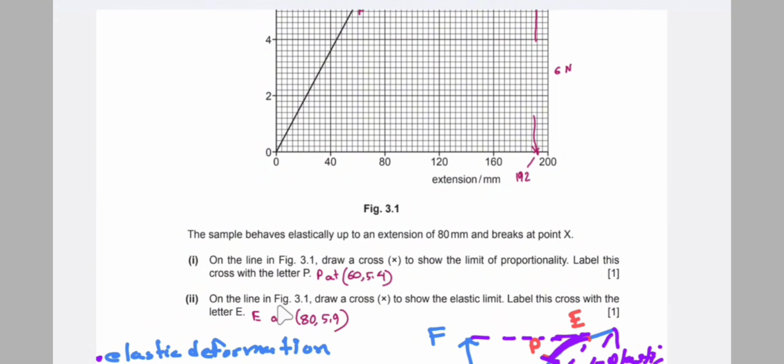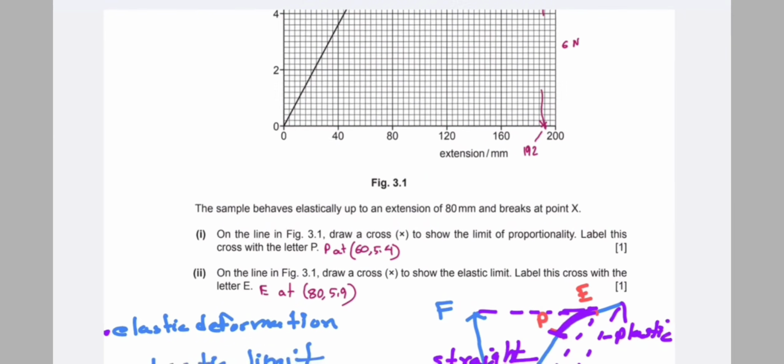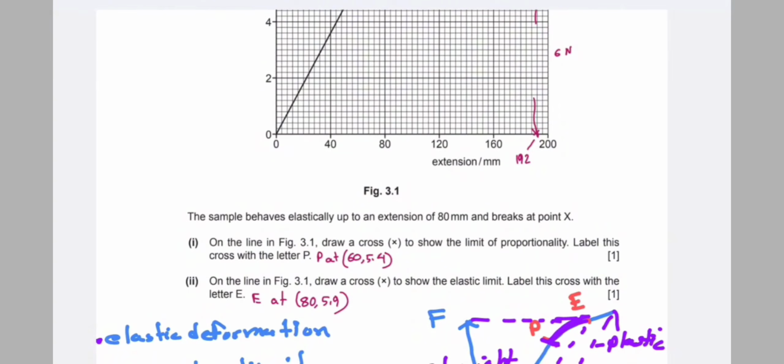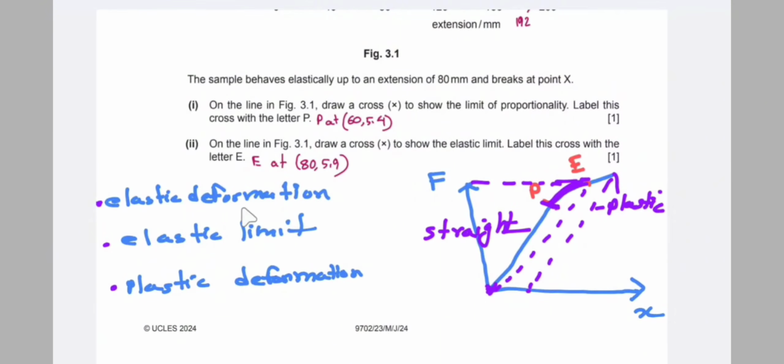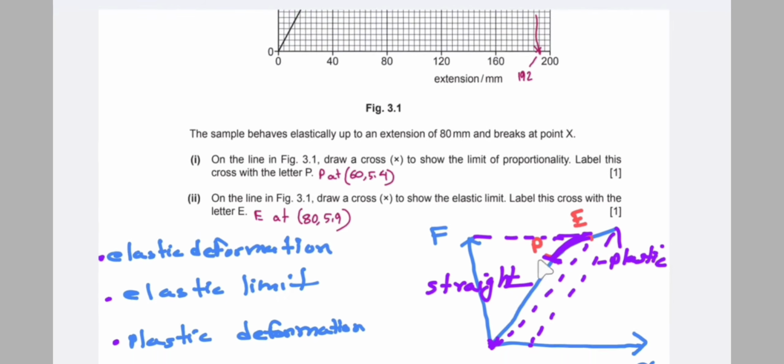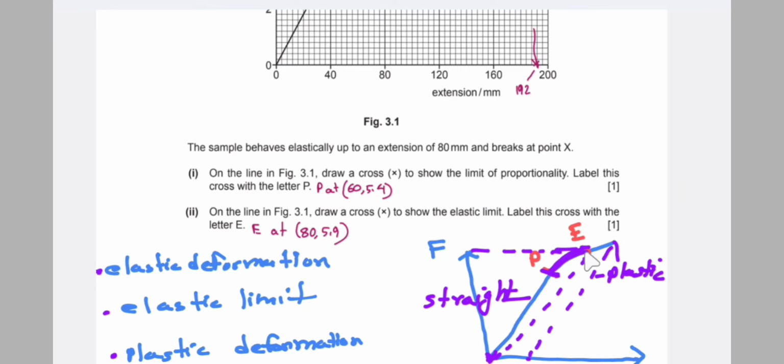This is our limit of proportionality at 65.4. Then on the line in figure 3.1, draw a cross to show the elastic limit. Label the cross with letter E. So we need to draw a cross at the elastic limit. And what is the elastic limit? The elastic limit is the maximum force that can be applied to the object such that the object returns to an extension of 0. So the elastic limit is at this point.